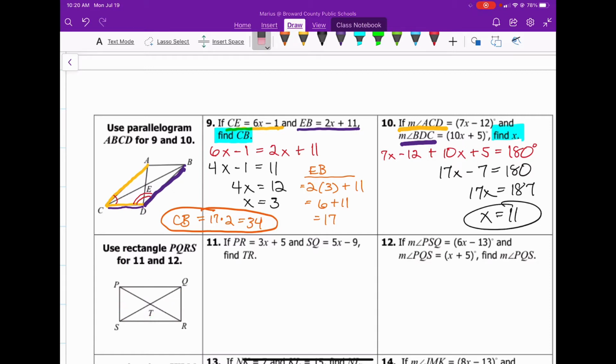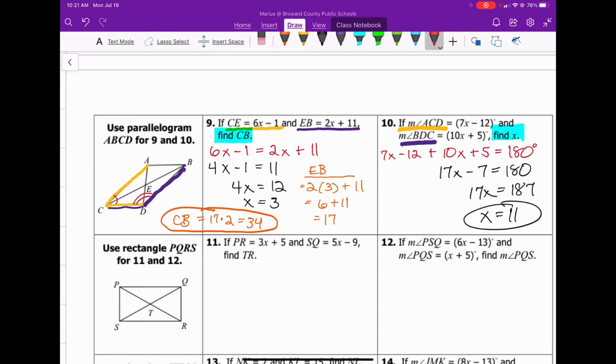Now, we also discussed the diagonals, that they are congruent, which means that they are equal to one another, the distance. So, for example, we can say PR is congruent to QS. The diagonals are congruent.